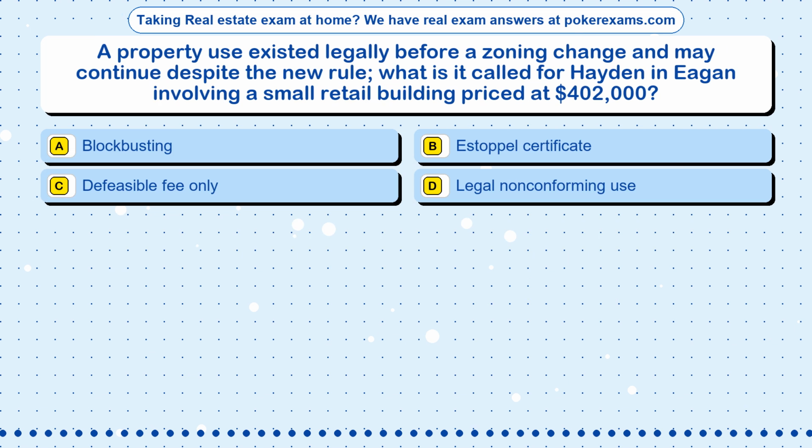Question 92. A property use existed legally before a zoning change and may continue despite the new rule. What is it called for Hayden and Egan involving a small retail building priced at $402,000? Option A, blockbusting. Option B, estoppel certificate. Option C, defeasible fee only. Option D, legal non-conforming use.